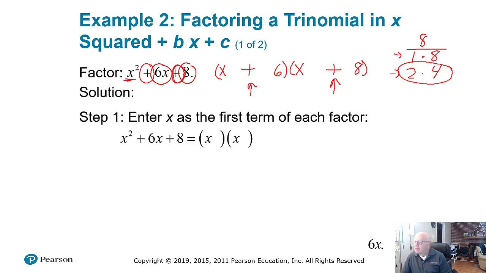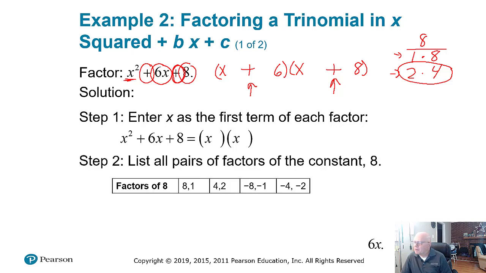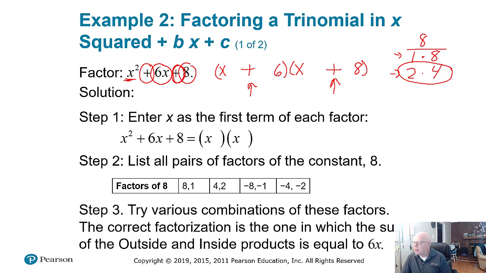Put the x in for the beginning of both. List the factors of the constant, 8 in this case. And try the combinations. Take a look at these factors that you've got for 8. See which one gives you the right middle term.